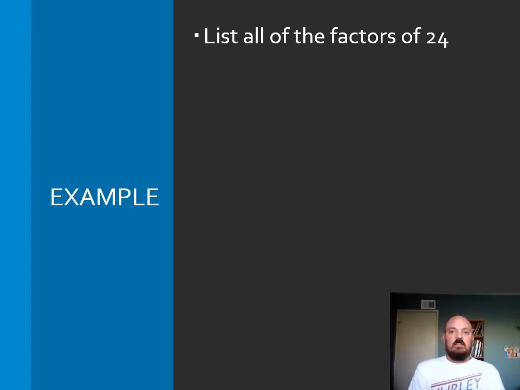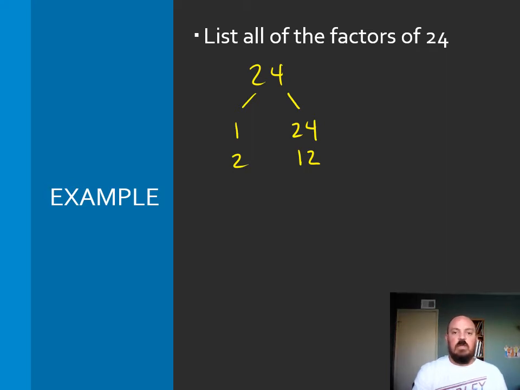So let's list all the factors of 24. And I'm going to do it by pairs, like we just talked about. I'm going to take my number 24, and I'm going to create what we call a factor tree. And I'm going to list all the pairs of numbers that multiply together to give you a 24. Now the first one I always think of is 1, because 1 times any number equals that number. So I'm going to start with 1 times 24, and then we'll try 2. Is 2 a factor of 24? Yeah, it is, because 2 times 12 is 24.